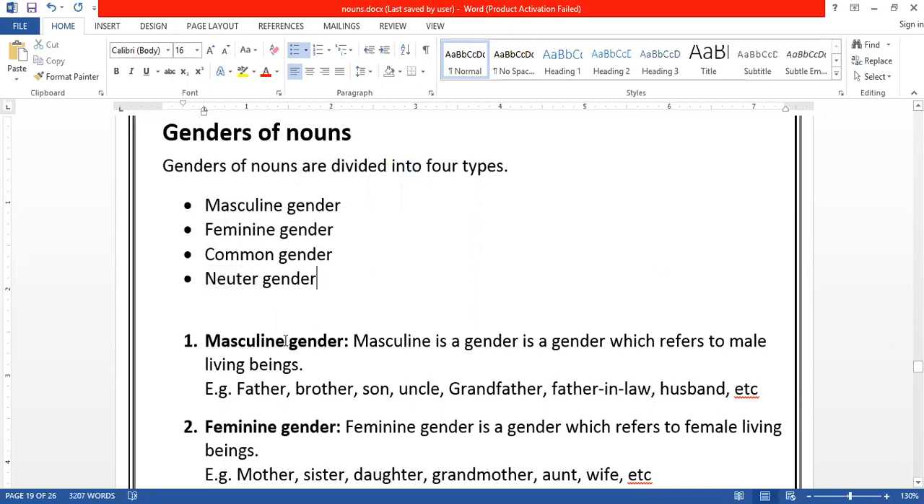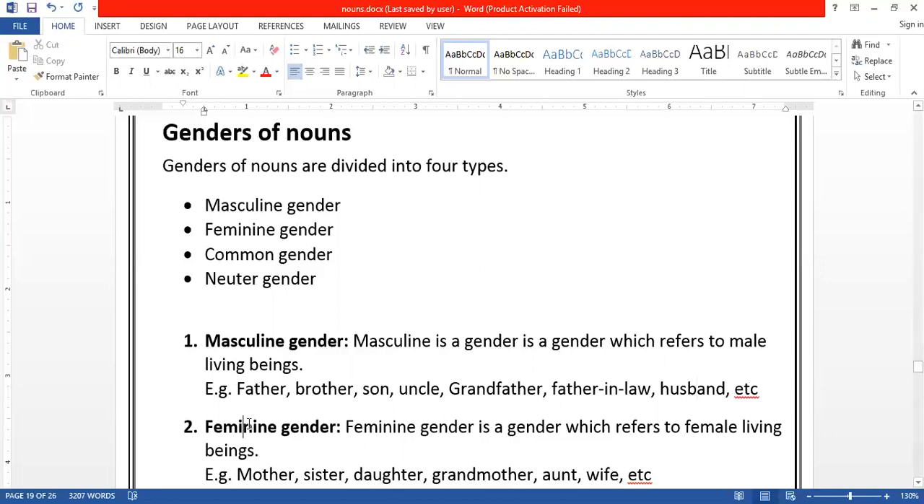The first one we have is called masculine gender. Masculine gender refers to male living beings. It talks about those humans that are related to male. So we have, for example, father. Father is a noun, and it comes in the category of masculine gender. Brother, son, uncle, grandfather, father-in-law, husband. Clear? So all of them come in the category of masculine gender.